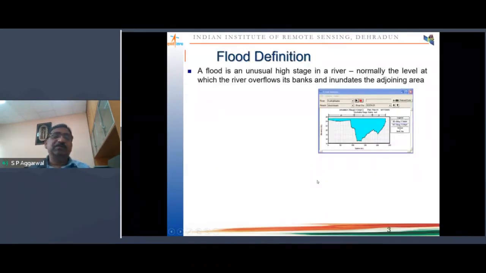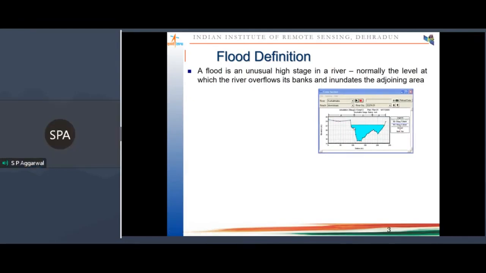So what is a flood? Flood is an unusual high stage in the river. Normally it is the level at which the river overflows its bank and inundates the adjoining area. Right? For example, look at this. What you see here is the river cross section, and if water is increasing because of the rainfall, and this water overflows over the bank and comes down here, then it becomes a flood.